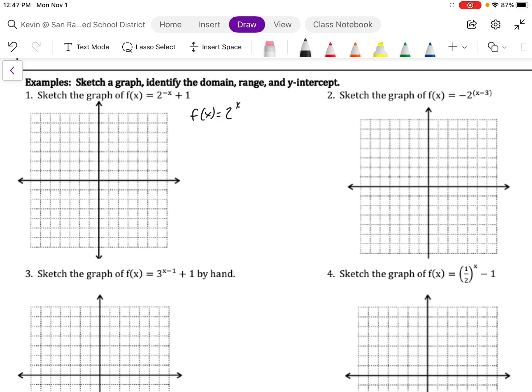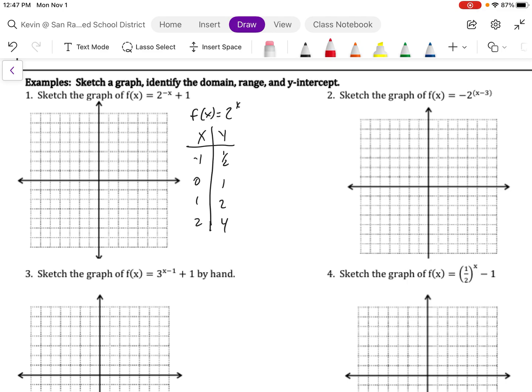2 to the x. And I'm going to make a table, and I'm going to do this every time. I'm going to just worry about -1, 0, 1, and 2. And those four values should be enough. -2 is a nice one to have too, but I think we're fine with this. So 2 to the negative first power is going to be 1/2. 2 to the 0 power is 1. 2 to the first power is 2. And 2 squared is 4. Right, there's our parent function.